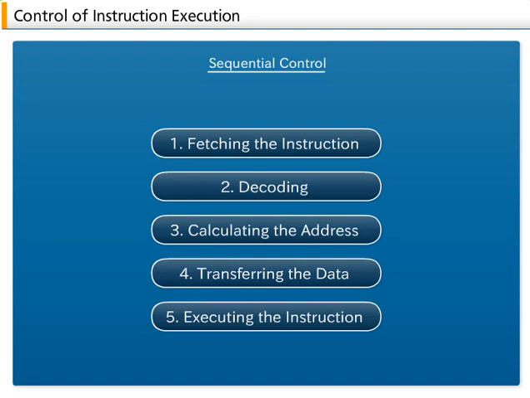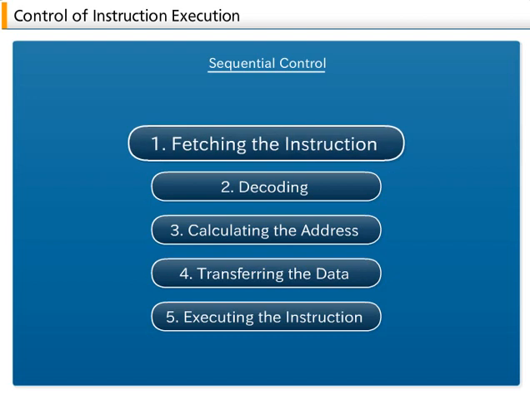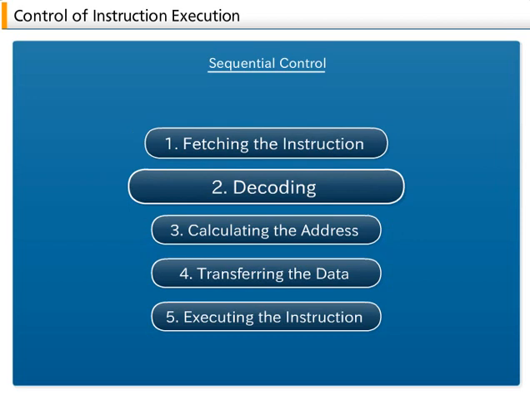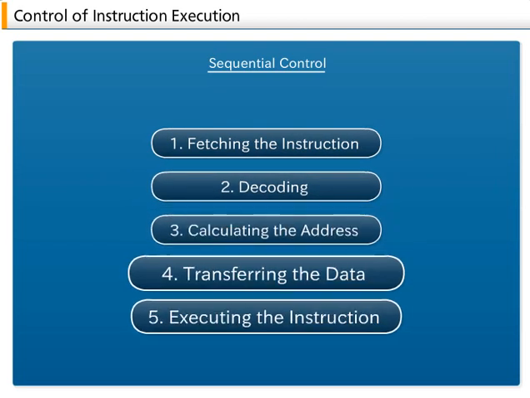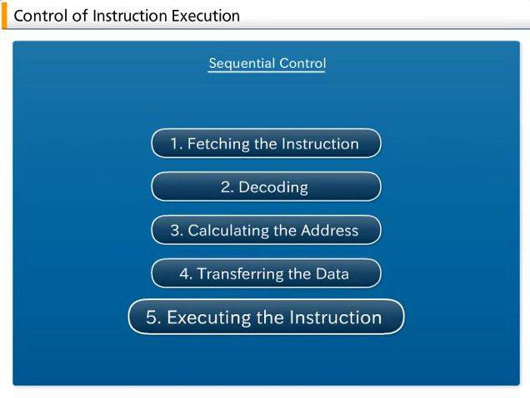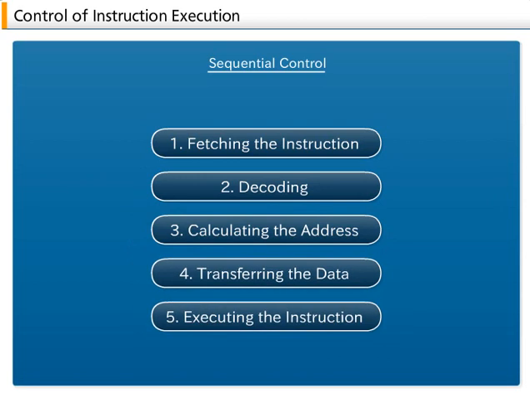The control unit repeats the above processes: fetching the instruction, decoding it, calculating the address, transferring the data, executing the instruction, to execute a series of program instructions. This type of procedure in which instructions are executed one after another is called sequential control.